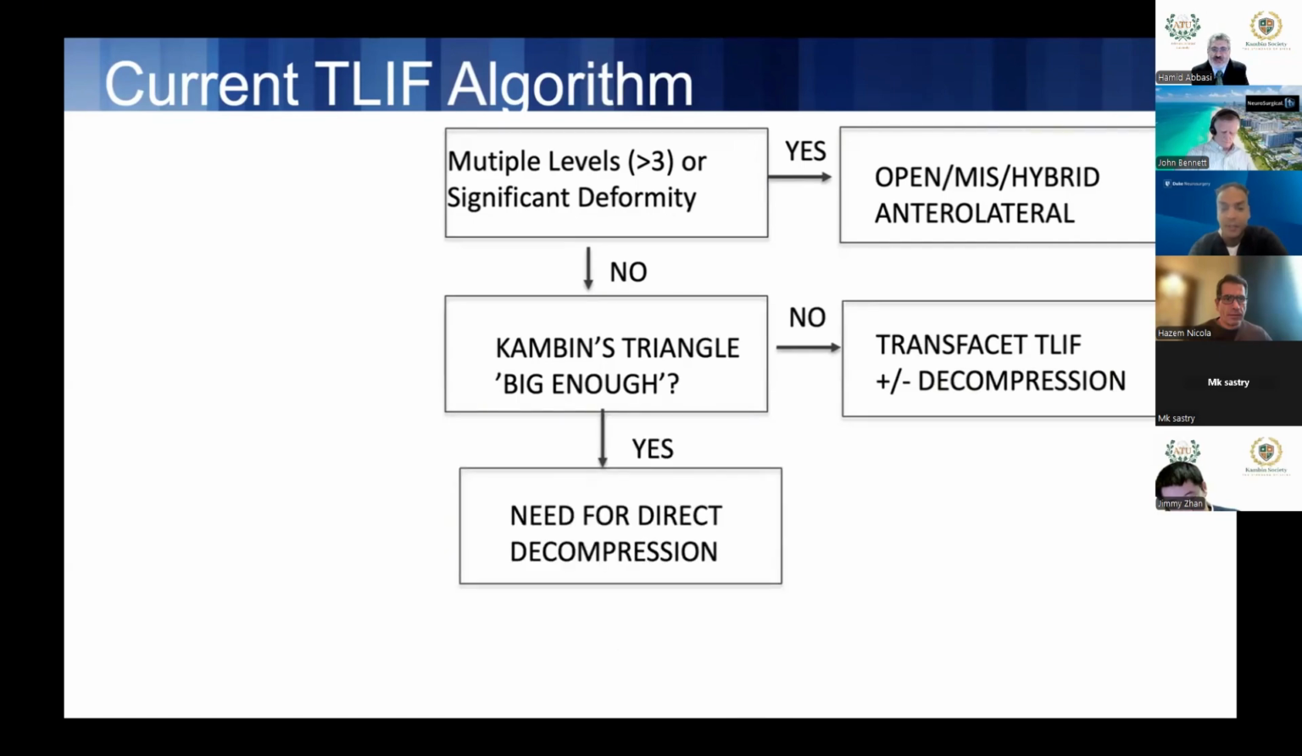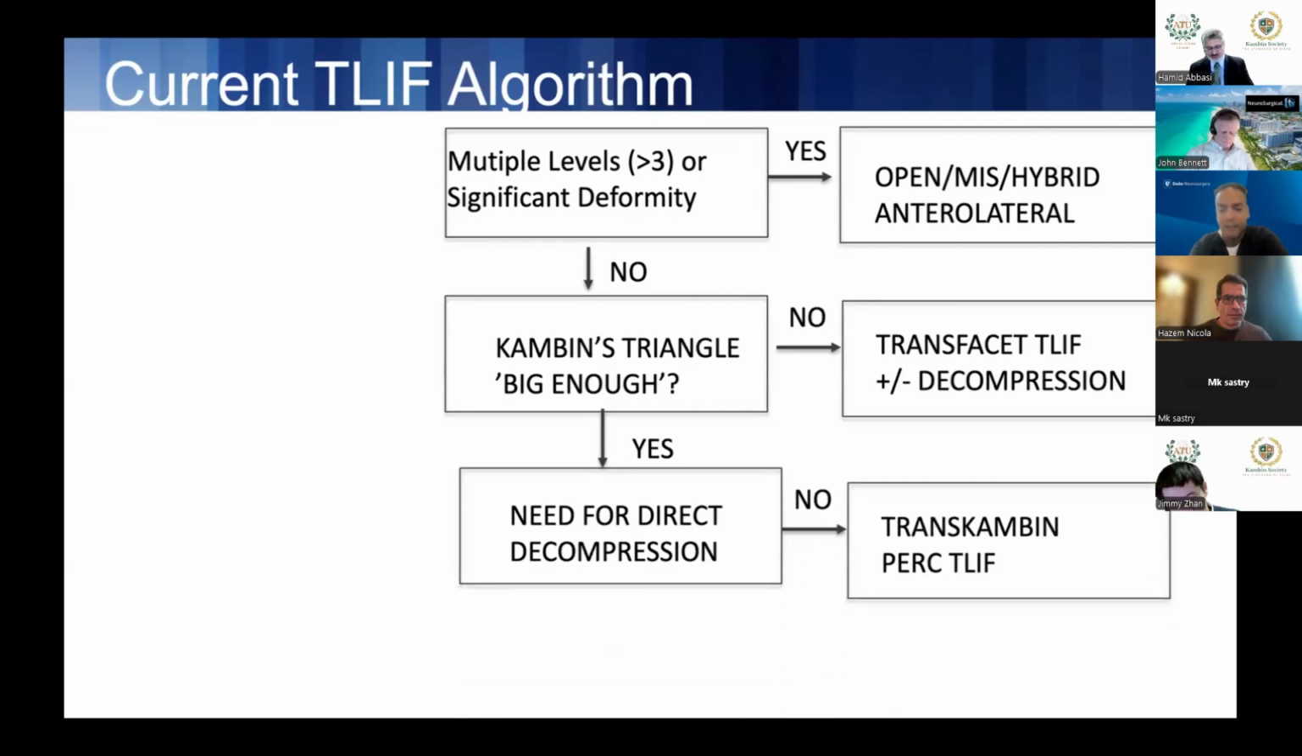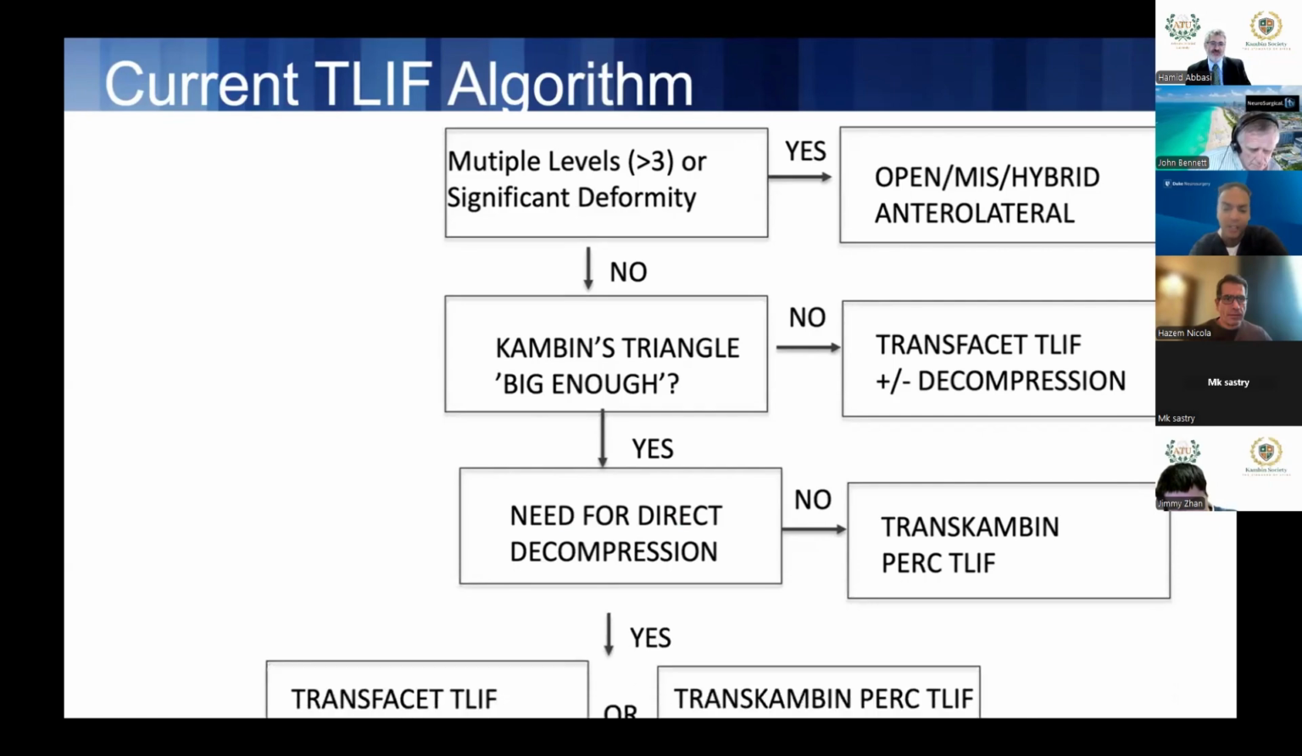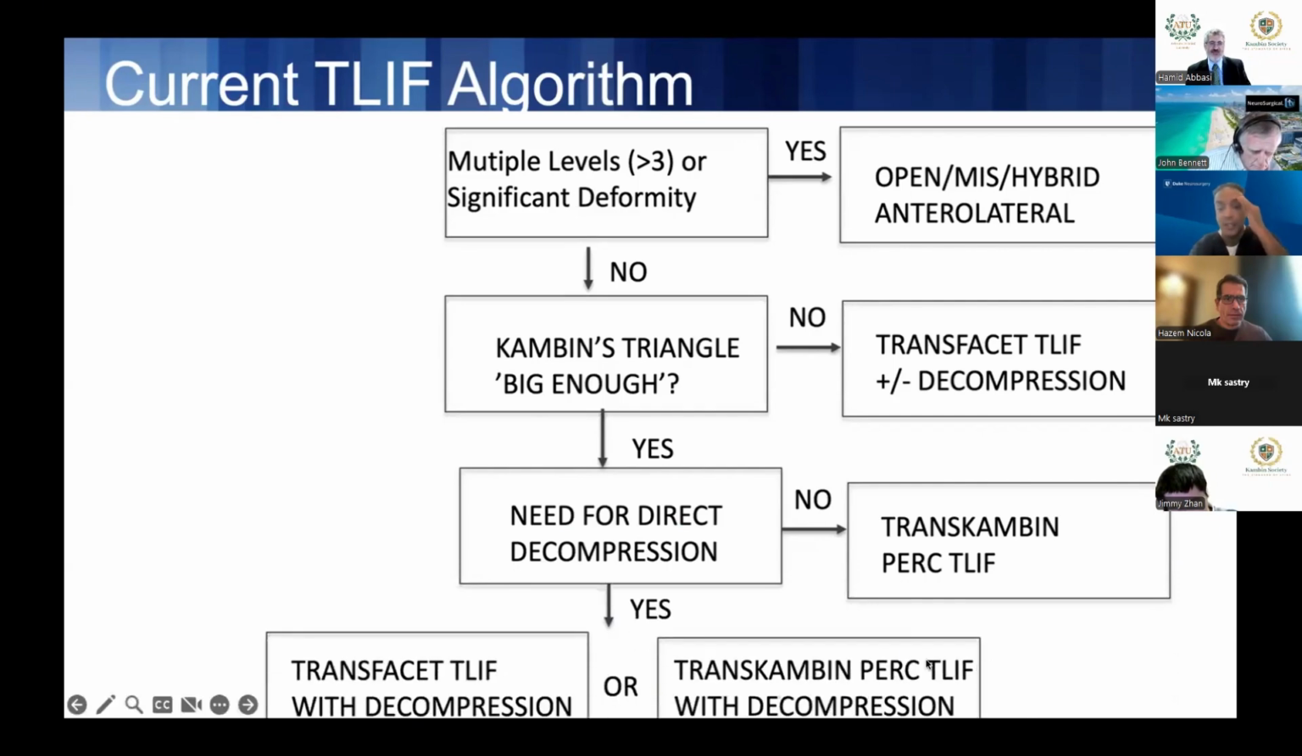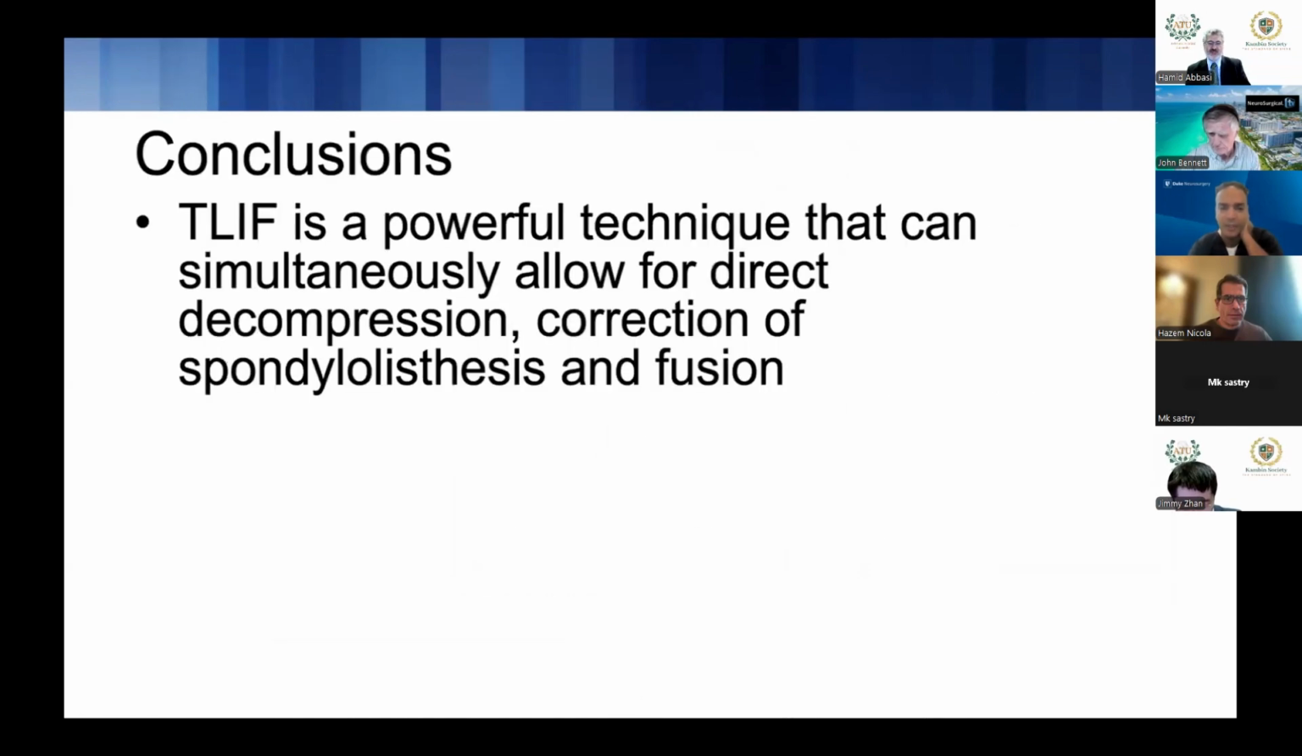If the Kambin's triangle is big enough, then I need to think about whether I need to do a direct decompression or not. If I don't have to do a direct decompression, I think this is the perfect case for the Trans-Kambin percutaneous TLIF, because I know Kambin's triangle is big enough. I don't need to do a decompression. All I need to do is reduce the spondylolisthesis and do an indirect decompression. If I do need to do a direct decompression, there are actually 2 options now. You can do the Trans-Kambin perc TLIF with an endoscopic decompression, or you can do the transfacet TLIF with a decompression, most likely tubular, since you're doing that.